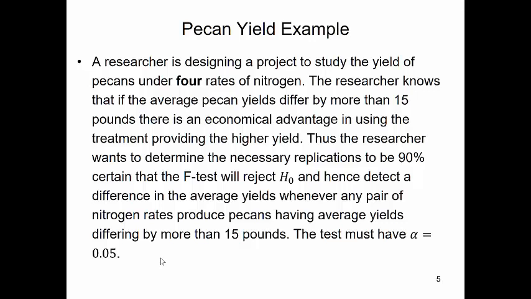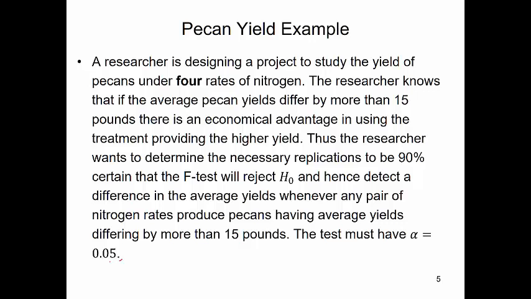So let's look at an example. A researcher is designing a project to study the yield of pecans under 4 rates of nitrogen. The researcher knows that if the average pecan yields differ by more than 15 pounds, there's an advantage in using the treatment providing the higher yield. So they want to determine the necessary replications to be 90% certain that the F-test will reject, and hence detect a difference in the average yields whenever any pair of nitrogen rates produce pecans having average yields differing by more than 15 pounds, and they set alpha to 0.05.